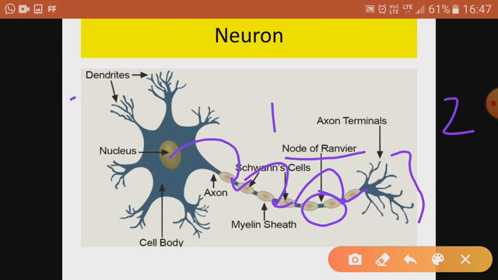And one more reason is there, the third, that is the presence of myelin sheath. If myelin sheath is present and the neuron is a myelinated neuron, then the nerve impulse will be fastest. So three reasons are there for fast conduction of nerve impulse. Number one, presence of synapse. Number two, presence of node of Ranvier, and third is presence of myelin sheath. Myelin sheath provides protection as well as helps in faster conduction of the message or nerve impulse.